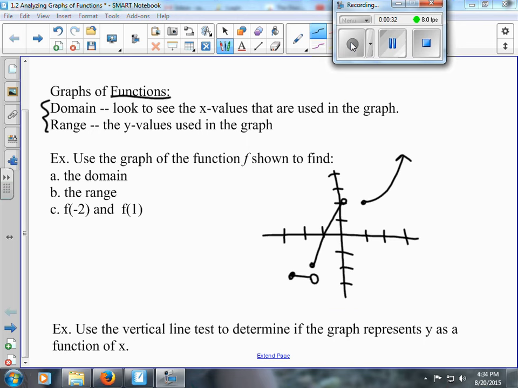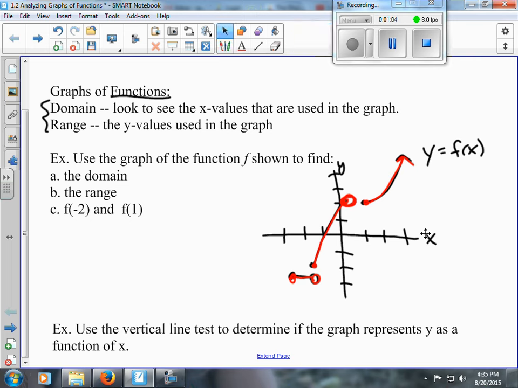So in this first example, I have a graph, and this is a graph of a function f, where y equals f of x. And I'm asking you three questions about this. First of all, what is the domain? So to analyze the domain, you have to look at the graph specifically. This is the graph here. That was an open circle there, and it's at 0, 2.